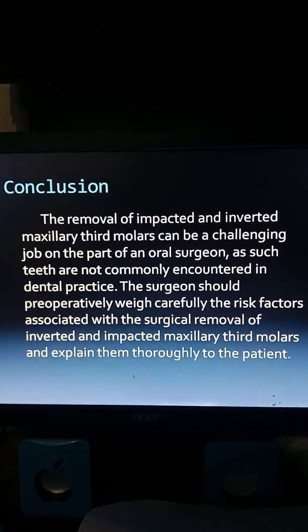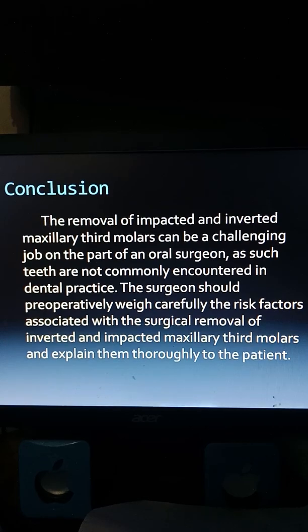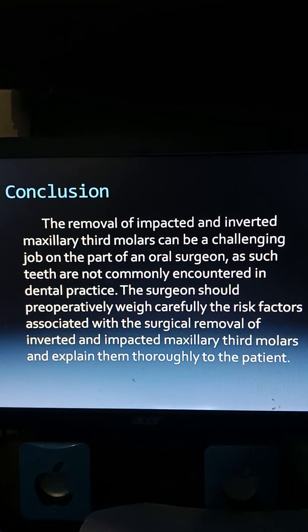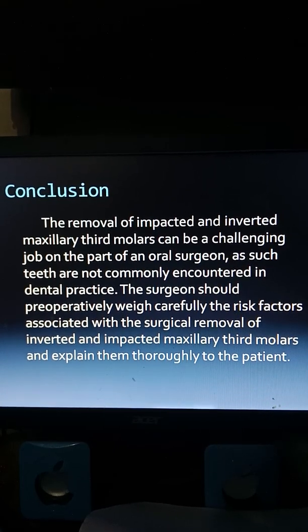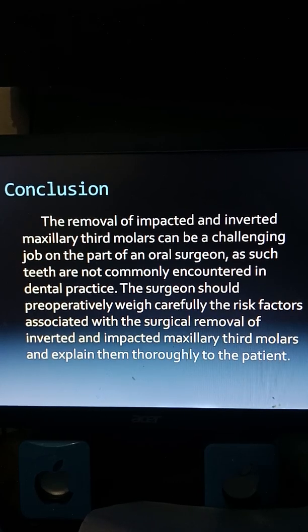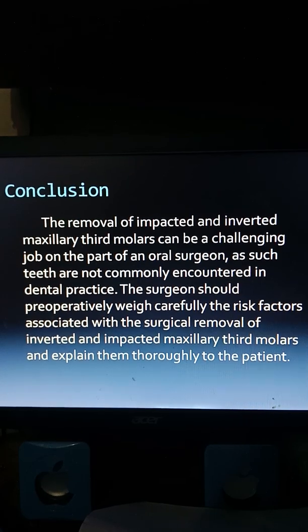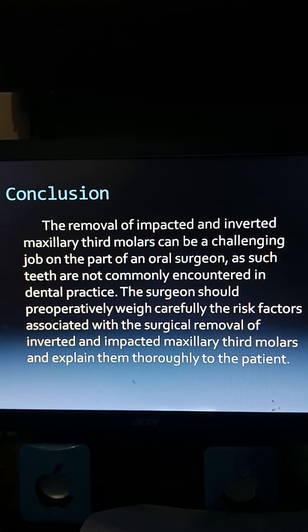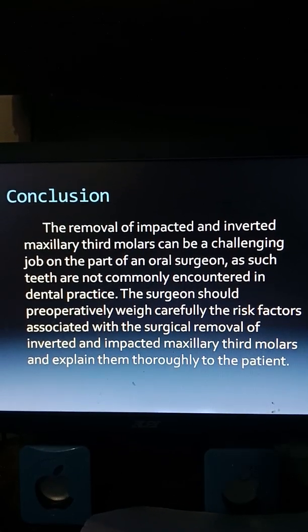So, our conclusion is that the removal of impacted and inverted maxillary third molars can be a challenging job on the part of an oral surgeon, as such teeth are not commonly encountered in dental practice. The surgeon should preoperatively weigh carefully the risk factors associated with the surgical removal of inverted and impacted maxillary third molars and explain them thoroughly to the patient.